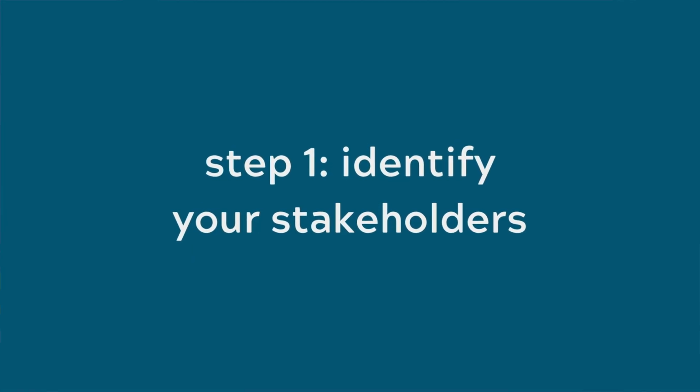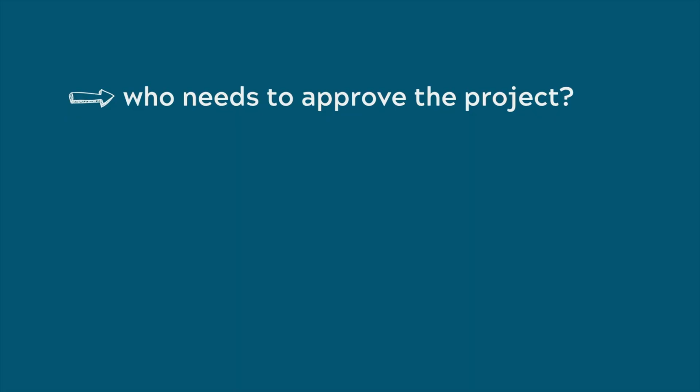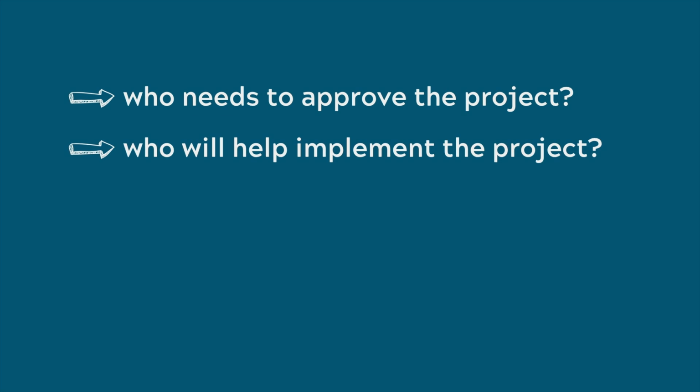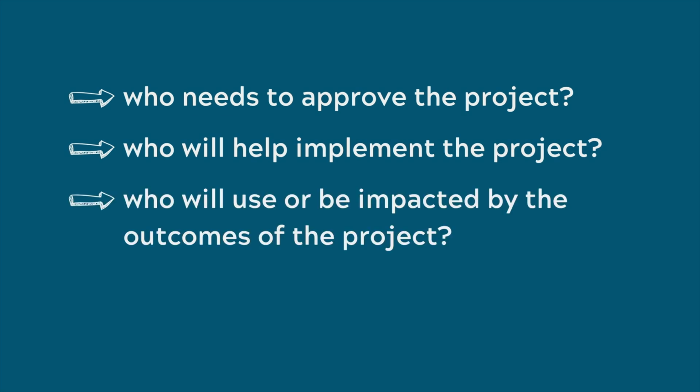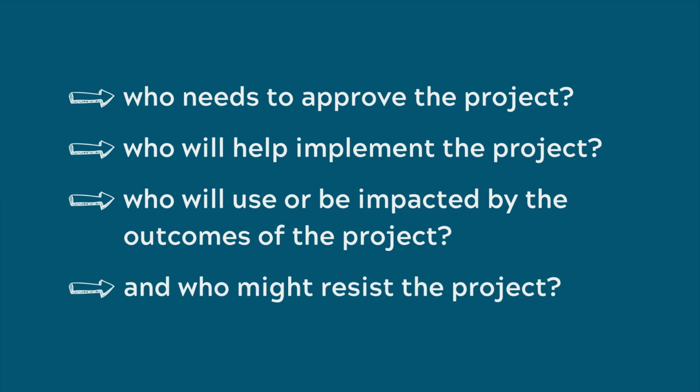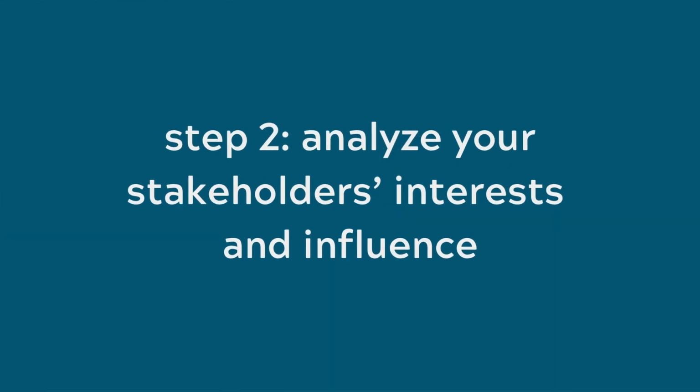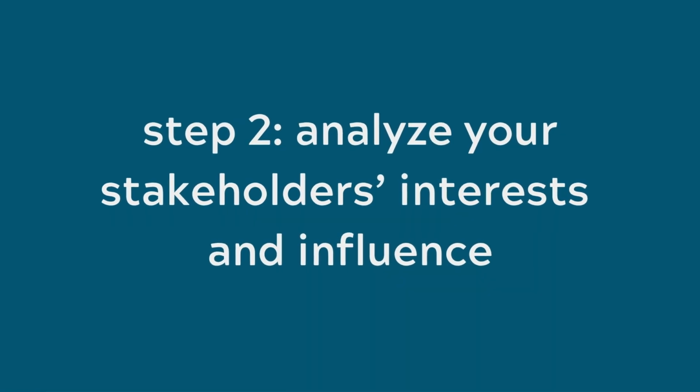Step 1 is to identify your stakeholders. You can start with a brainstorm. Who needs to approve the project? Who will help implement the project? Who will use or be impacted by the outcomes of the project? And who might resist the project? Your second step is to analyze your stakeholders' interests and influence.